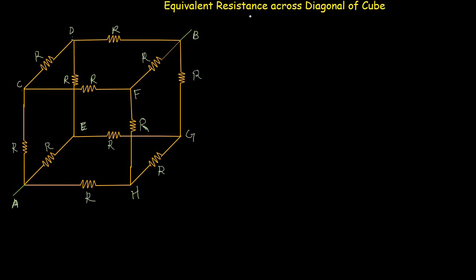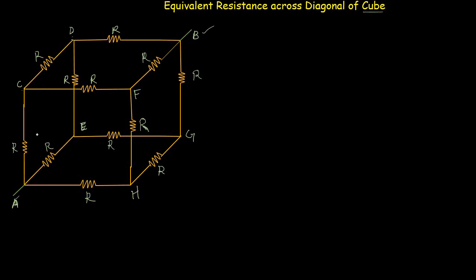In this video lecture, we will find out the equivalent resistance across the diagonal of a cube. So we have 12 resistors connected on the edges of this cube, and we are asked to find out the equivalent resistance between point A and point B. Or simply, we are asked to find out the equivalent resistance across the diagonal of this cube.